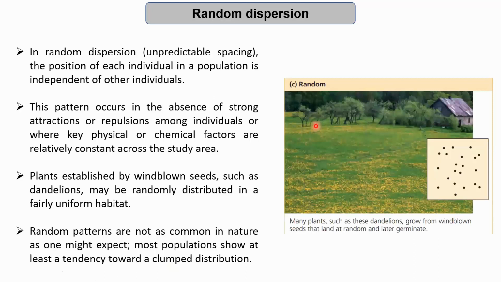So this is an example of random dispersion. As I told, many plants such as these dandelions grow from windblown seeds that land randomly, and then later germinate. Therefore, there is no particular dispersion pattern that we can find. The individuals are randomly dispersed, and the position of each individual in a population is independent of the other individuals. So this was about the dispersion.